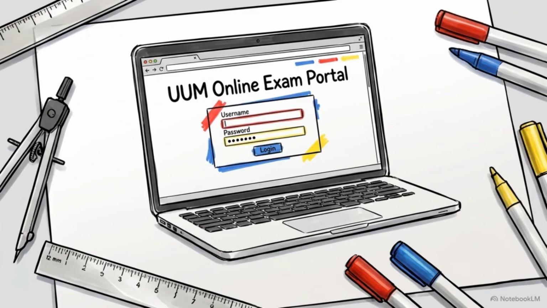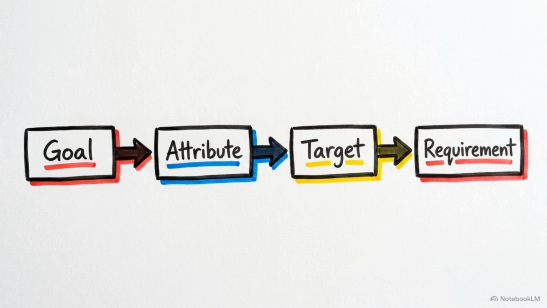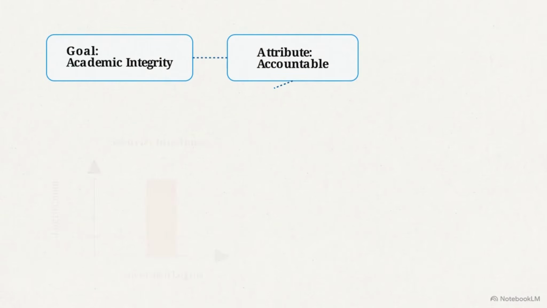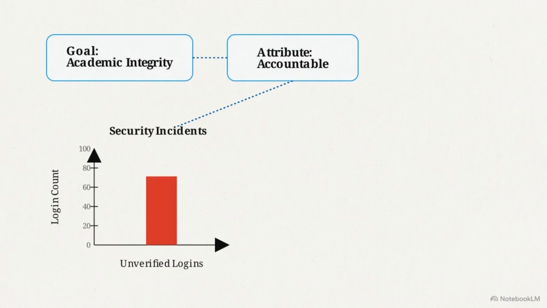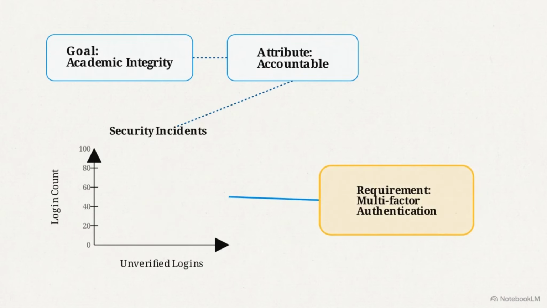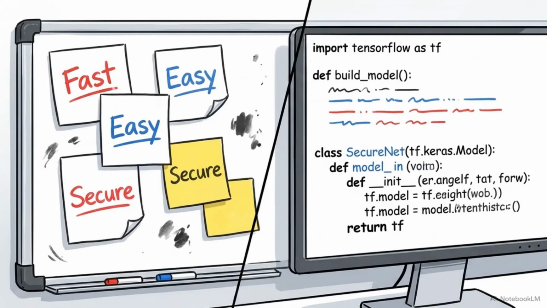Pause the video and try this yourself. Imagine we are designing a new UUM online exam portal with the goal of ensuring academic integrity. Run that through the 4 BAP steps to find your requirement. One solution maps the goal of academic integrity to the attribute accountable. With a metric of unverified logins and a target of 0, the security requirement becomes biometric or multi-factor authentication. BAP is effective because it converts subjective business desires into measurable engineering tasks.